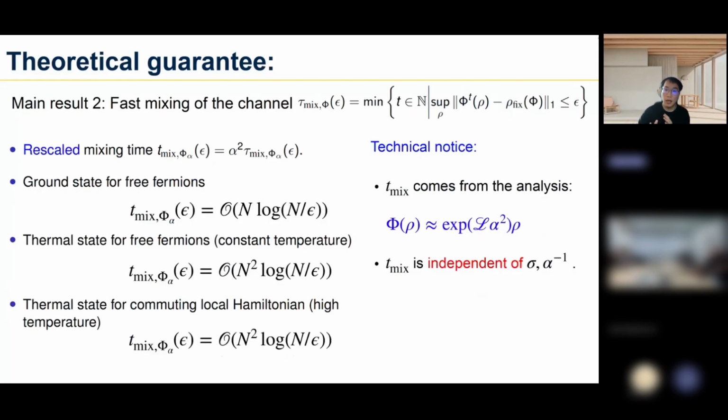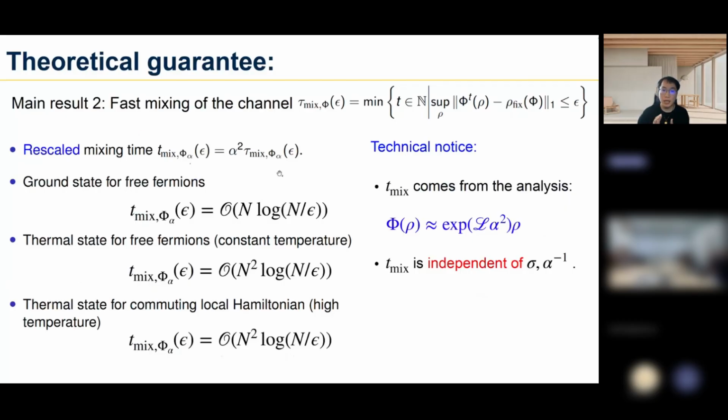In fact, our work is the first work that can rigorously prove the mixing time for certain physical Hamiltonians under the weak system-bus interaction framework. In all the previous works, they can provide an algorithm, but they don't have a rigorous mixing time guarantee. Here in our paper, because of technical reasons, we consider a rescaled mixing time T_mix equals alpha squared times tau_mix.